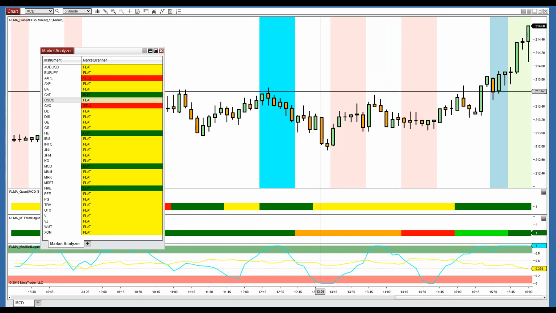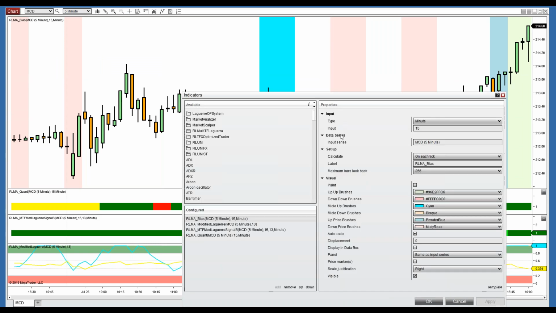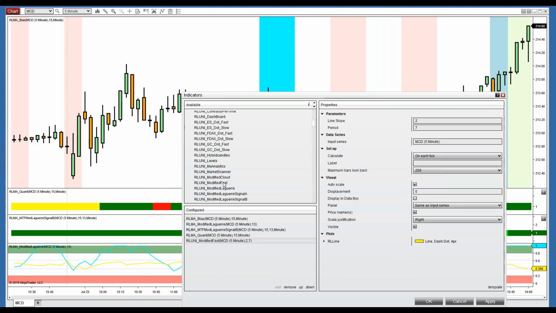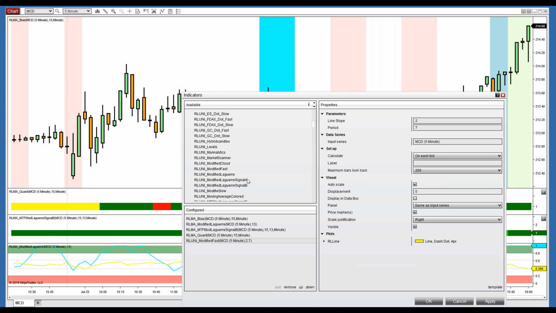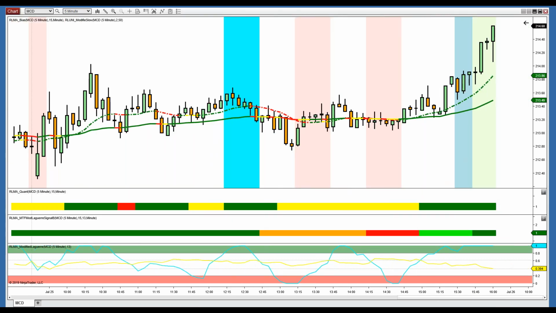Now, the only things I'm going to add to this chart, which for some reason are not here, and they should be, are two quick things. One sec. Just the modified fast and the modified slow. That's it. There's 7, and we're good to go. That's it. Now, let's bring the scanner back.